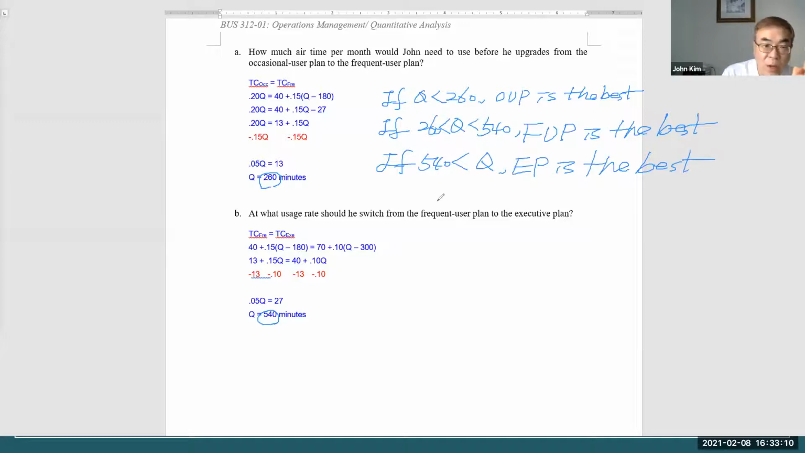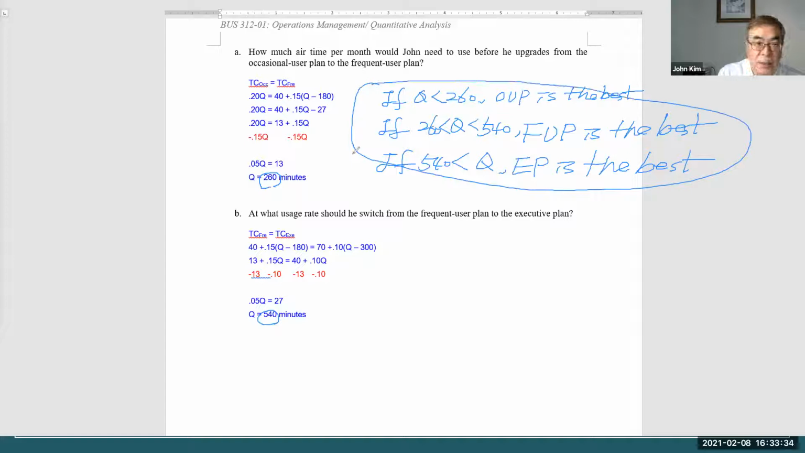So when you take a quiz, next class on Wednesday, I will give you the previous quiz question and show you the answer. The final answer should be like this: after you find the two points, left and right, based on the boundaries you decide which option is the best in that range: left, between, and right.